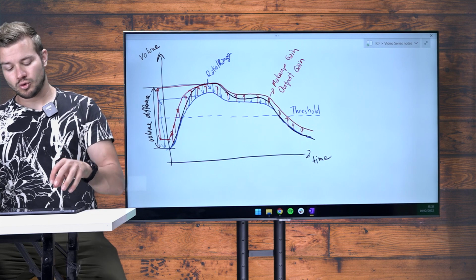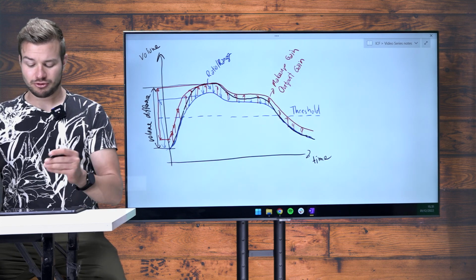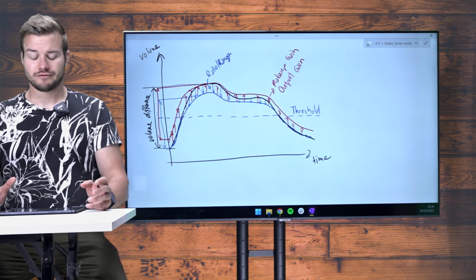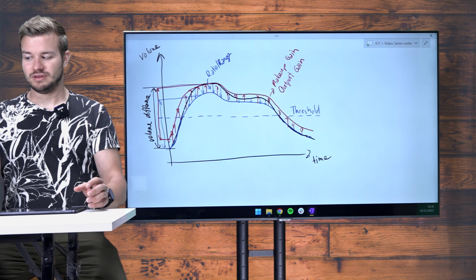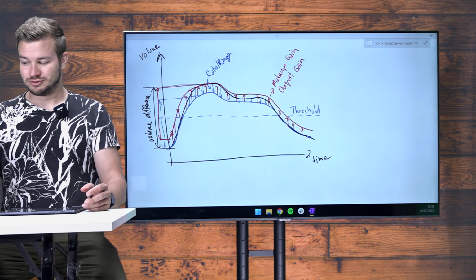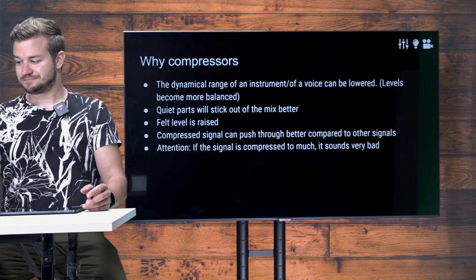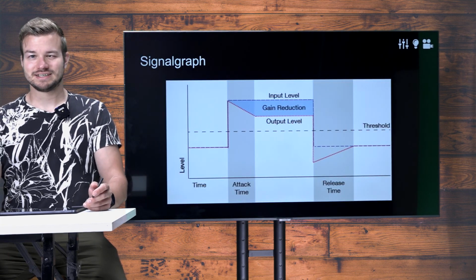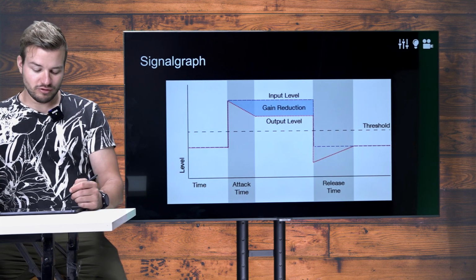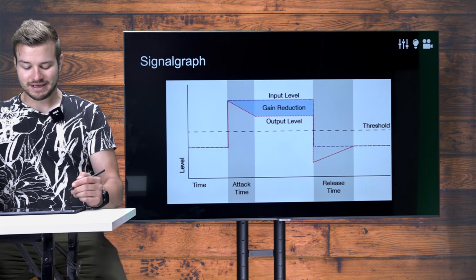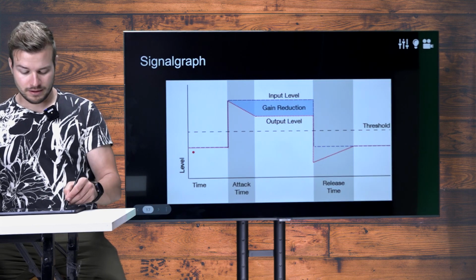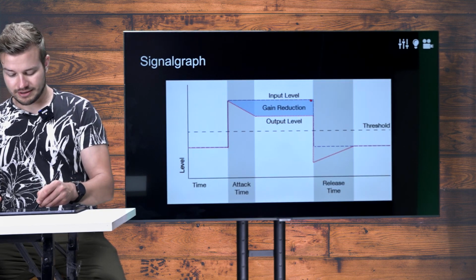So that's the basic functionality of a compressor. I will now go through these different parameters again, threshold, ratio, makeup gain, in a bit more formal way. There are also a few other parameters we have to take into account. There are a few more things you can do. On the next slide, you can see the signal graph I drew before again, just a bit more formal. Here in blue we have the input level, the original level, which is going this way here.